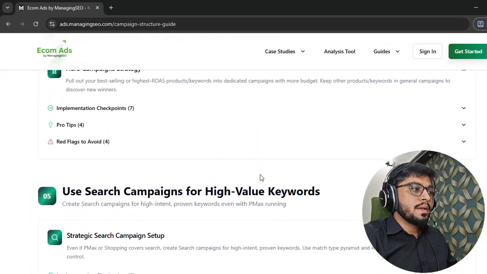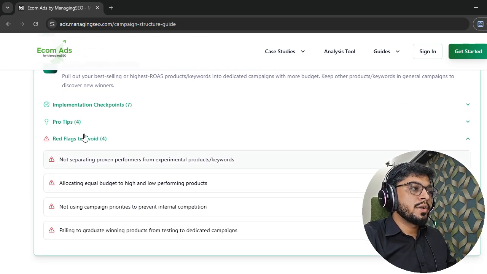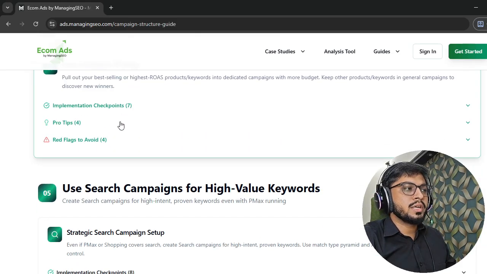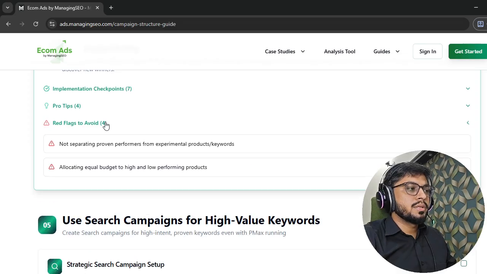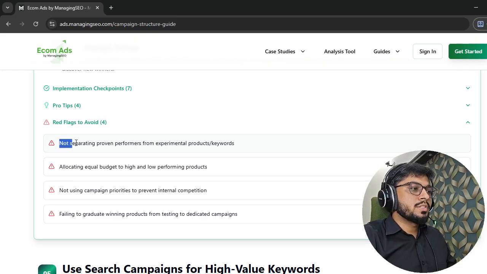Anyways, in the fourth point here, let's see some red flags. What do we need to avoid? You can go through all the implementation checkpoints and pro tips, they are pretty basic, but these red flags are very important. That's why I am discussing them. Not separating proven performance from experimental ones.